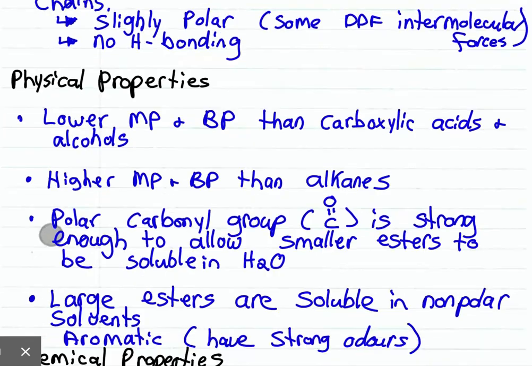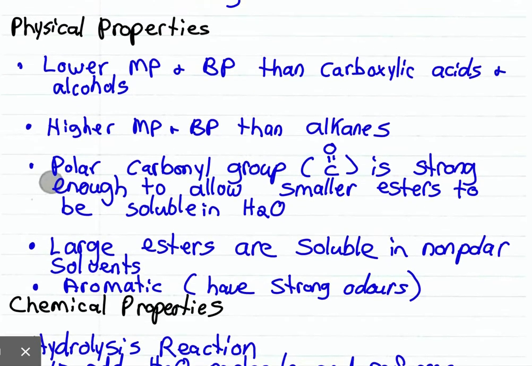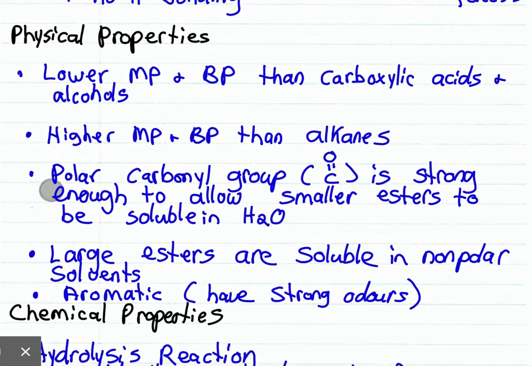Because of that, the physical properties reflect that. It's going to have a lower melting and boiling point than carboxylic acids and alcohols because those two will hydrogen bond. It's going to have a higher melting and boiling point than alkanes because it does make those dipole-dipole intermolecular forces. The polar carbonyl group, though, is strong enough to allow smaller esters to be soluble in water. So some of them will dissolve because the polar group is strong enough to let that happen.